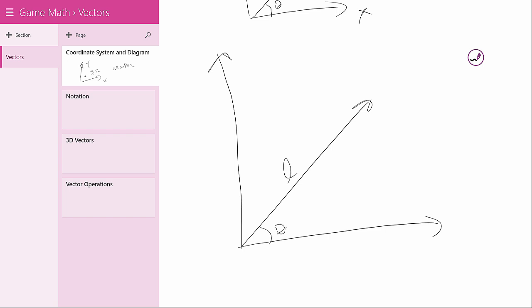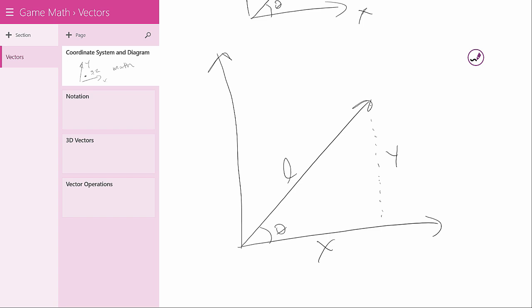So we have the length here. I'm going to draw a dotted line from the arrow all the way down to the axis here. So a vector not only has the angle and the length, but we can get the y component and the x component. And that's what we'll use in most of the games.